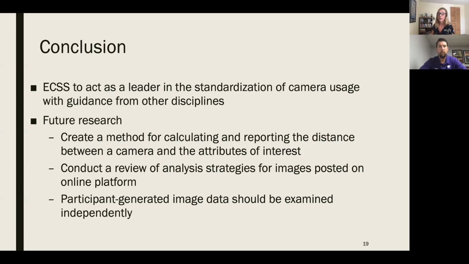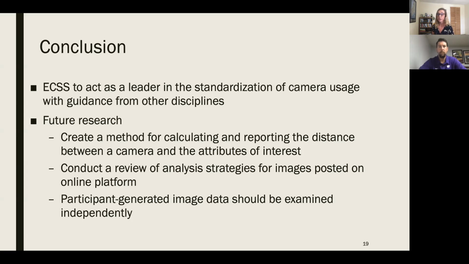We also think that a review could be conducted of analysis strategies for images posted on online platforms. ECSS as a field has done really well at using social media, using the metadata to estimate visitor use. But something like this could really streamline analysis, particularly the development of a program that would reduce the burden of manual analysis, which is something else Ryan was just referring to. And it would allow for more images to be included in that analysis. Thus far, studies on social media images mostly involve the geotagged image and maybe some captions rather than the actual image.